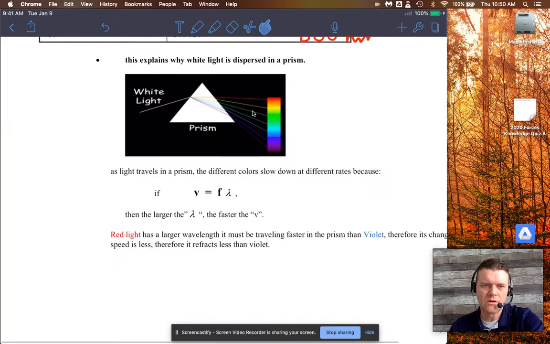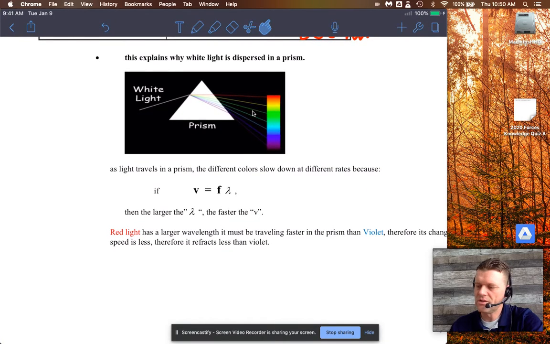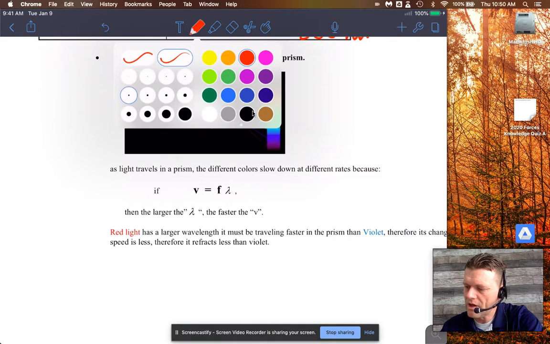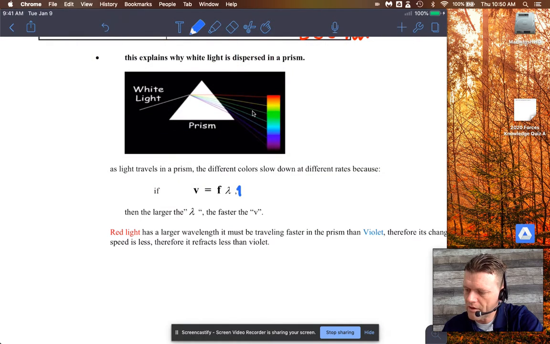So again, here's another picture, and this part emphasizes the difference in velocities. Red has a really big wavelength, so in the new medium it would travel faster, and therefore it would have less of a change, whereas blue has a really small wavelength. We could say it this way too: blue has a smaller wavelength, and so the velocity would be less. If that helps, just thinking about it mathematically, it'll refract more.